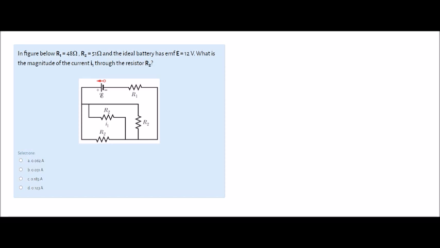Circuit. That's a simple circuit. In the figure below, R1 equals 48 ohm, R2 equals 51 ohm, and the ideal battery has an EMF E of 12 volt. What is the magnitude of the current I1 through resistance R2? I1 is drawn here, so let's calculate it. All right, let's start. We need to simplify the circuit. Do we have resistances in series, in parallel? The 3 R2 are in parallel.